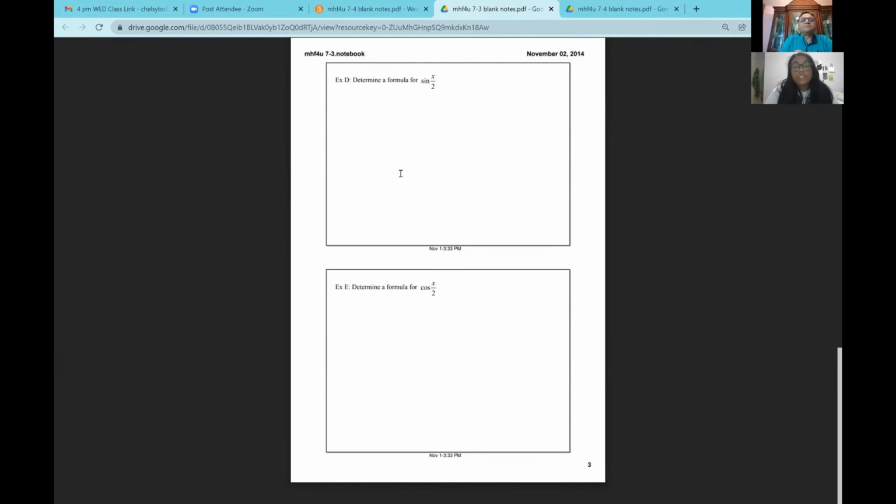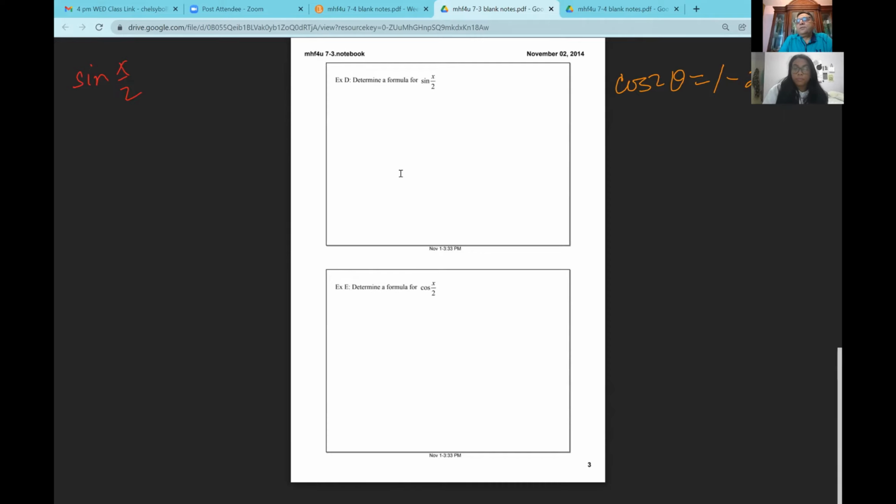Example D, determine a formula for sine x over 2. How will you do this? So sine x over 2. If you know sine 2x, you can find sine x over 2, correct? Also, there are a couple of ways to go about it. We could also use the cos 2 theta formula. You remember the cos 2 theta formula? It was 1 minus 2 sine square theta, correct?